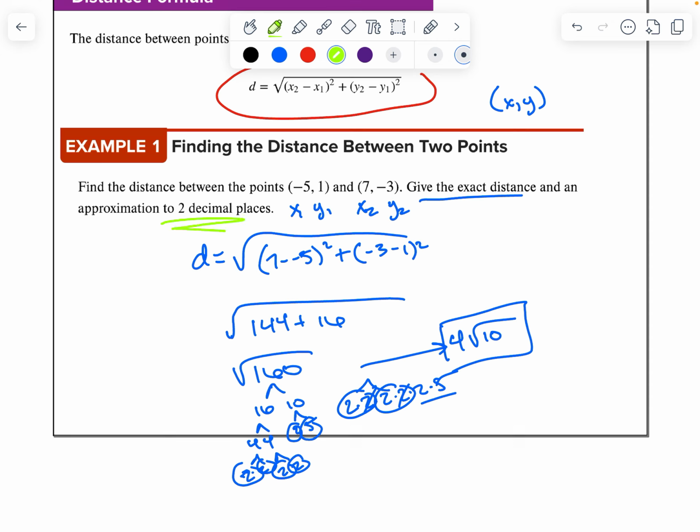It also says give an approximation to 2 decimal places. So to give an approximation to 2 decimal places, I'm just going to type that in the calculator. 4 square root of 10, exactly how it sits. On the calculator, just to the left side of the 4, there's the x squared button. If you hit second and hit that button, it'll give you the square root symbol. And you want 4 square root of 10. In the calculator, you get 12.65. If we're rounding it to 2 decimal places, on my calculator I get 12.649, which rounds to 12.65.